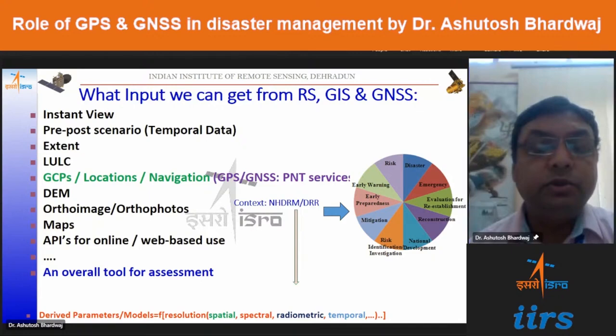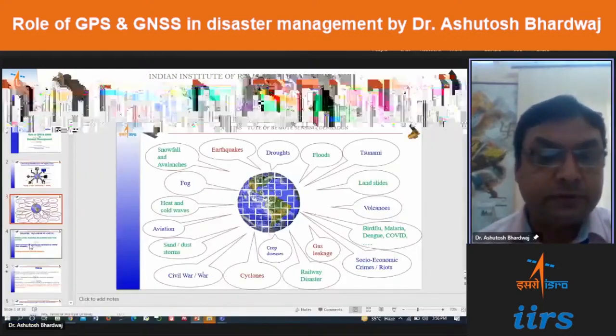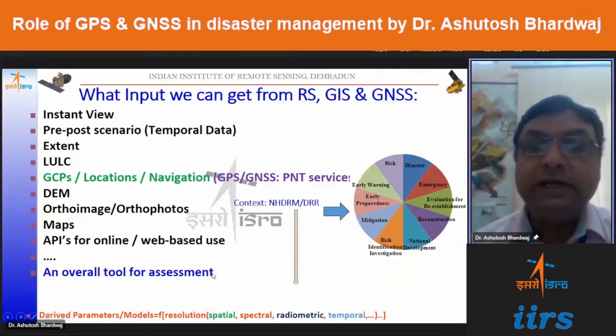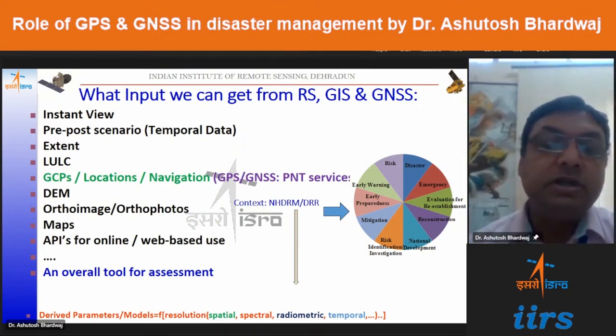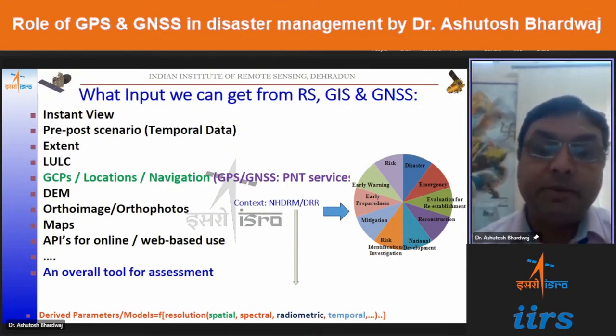So the remote sensing helps at all those stages. Now the data sets which, I think, in the first lecture we have covered, are different types of data sets with the various spatial, spectral, radiometric and temporal resolutions. And based on that, various parameters can be derived or the models can be run for the specific purpose.